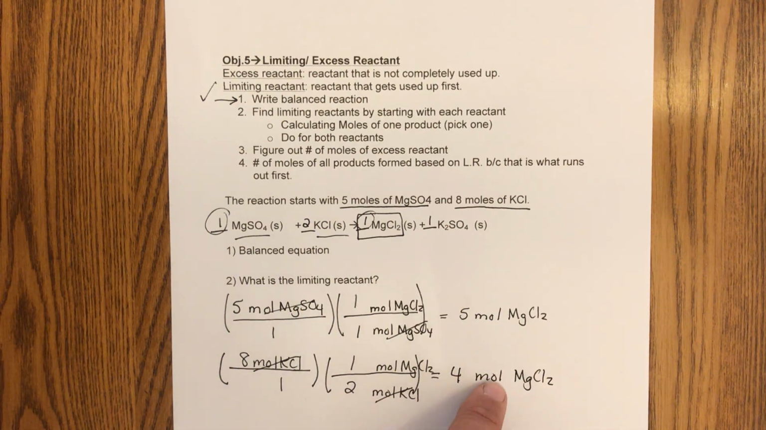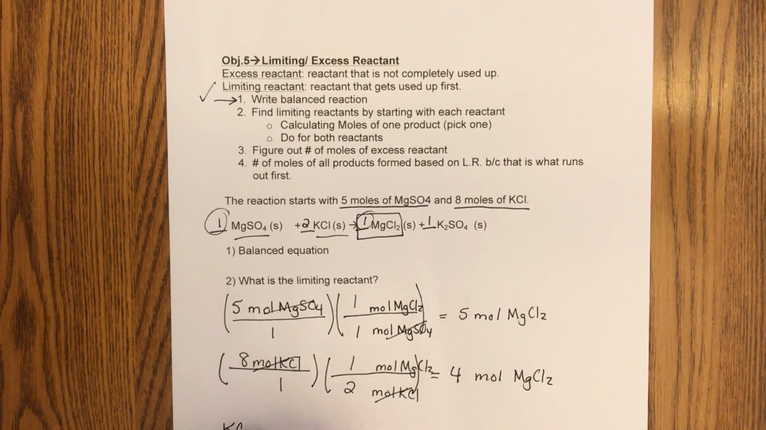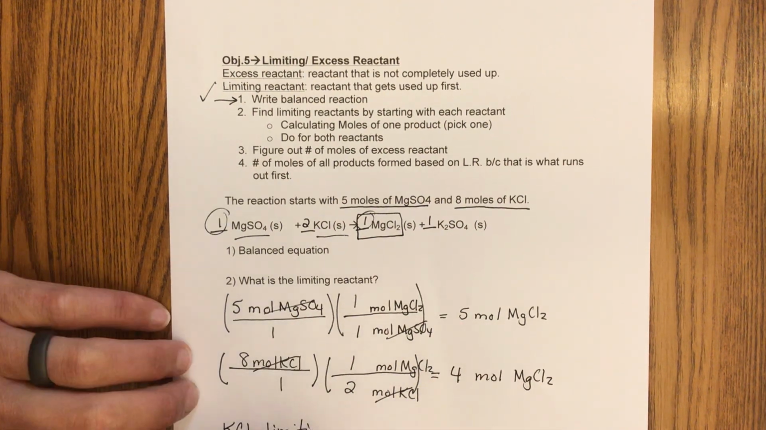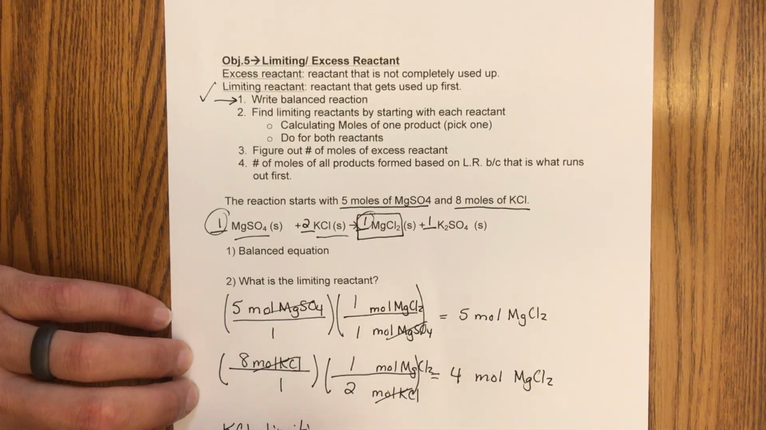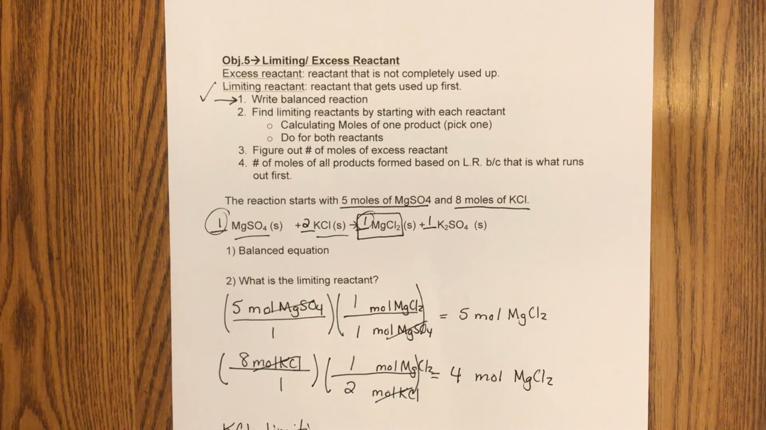So this isn't the limiting reactant, remember. What you started with was. So we'd say KCl, limiting reactant. And in this case, the excess is the one that produced more, and that's going to be the MgSO4. We call that the excess, the one that we have extra of.